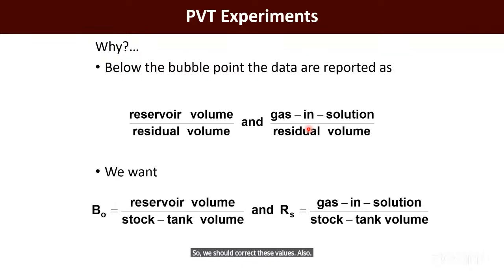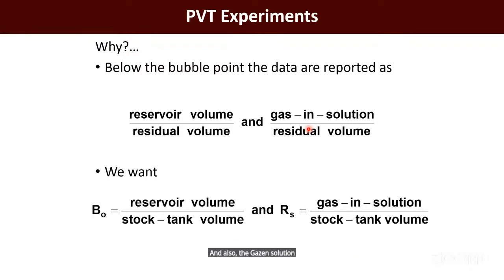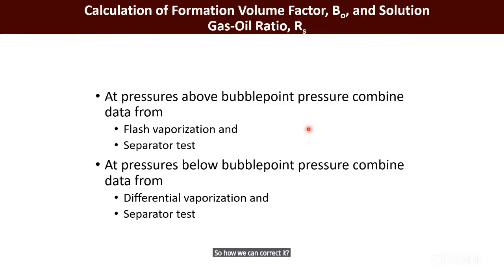Also, below the bubble point we will have the reservoir volume by the residual volume, and also the gas in solution by the residual volume. However, I want the reservoir volume in case of beta O divided by the stock tank volume, and the gas in solution divided by the stock tank volume. So how can we correct it? At the pressures above the bubble point, we need to combine the data from flash vaporization or CCE with the separator test. If we are below the bubble point or below the dew point, we need to get the data from differential vaporization or differential liberation and the separator test.